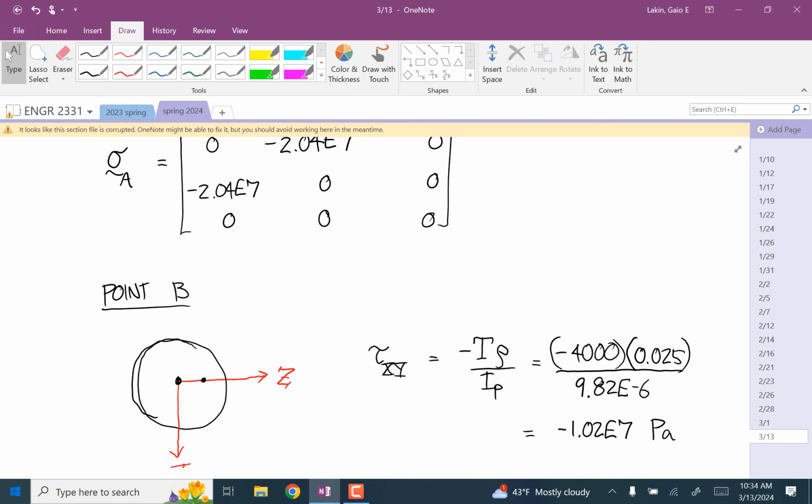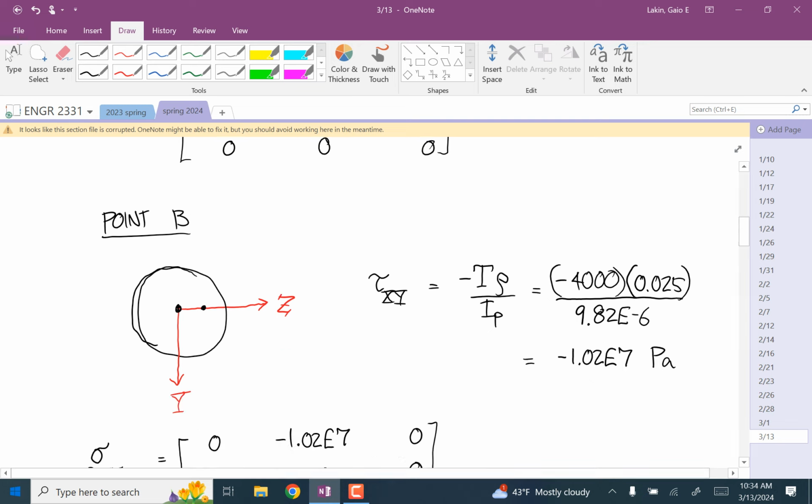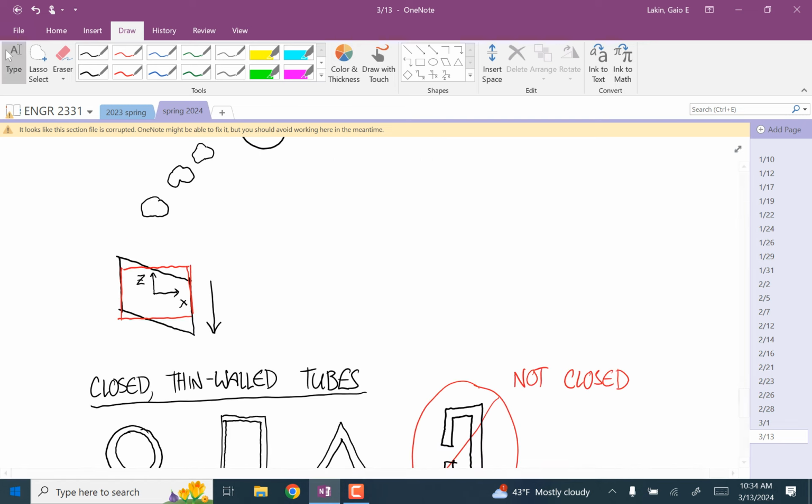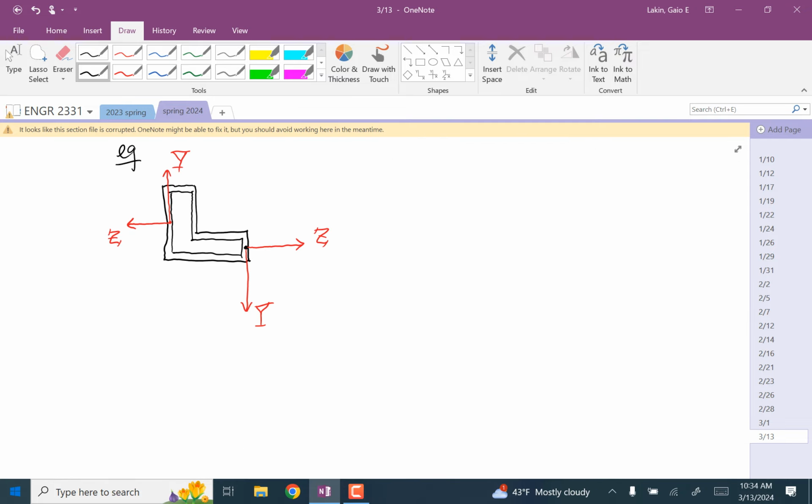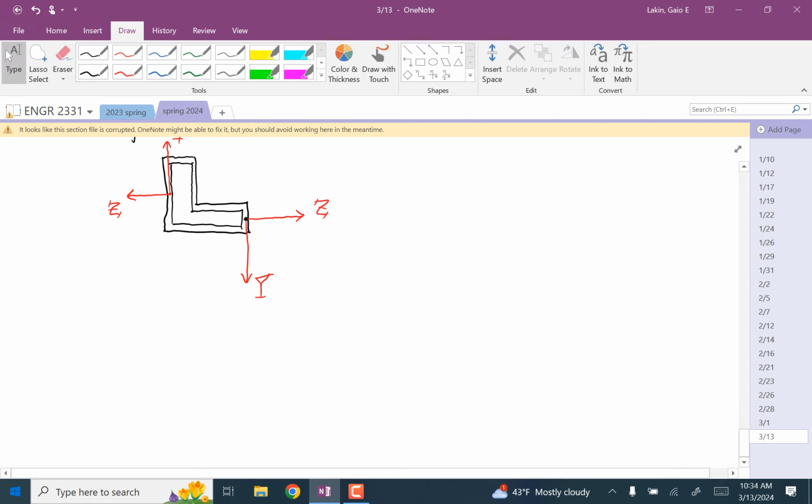Yes, exactly. Okay, and so now this is the hard part, the rotations, the visualizing and stuff. Applying the formula isn't too hard, but here's the formula. It's a new formula for thin-walled tubes. Tau XY is equal to negative internal torque divided by 2 times the thickness times the median area.